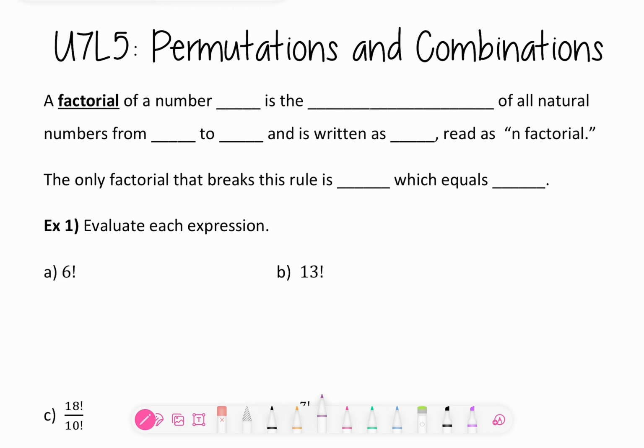So a factorial of a number, let's call it n, is the product, so when you multiply them all together, of all natural numbers, those are positive whole numbers, from n down to 1. It's written as n with an exclamation mark and read as n factorial. The only factorial that breaks this rule is 0 factorial, which is in fact equal to 1, similar to a value to the 0 power also being equal to 1.